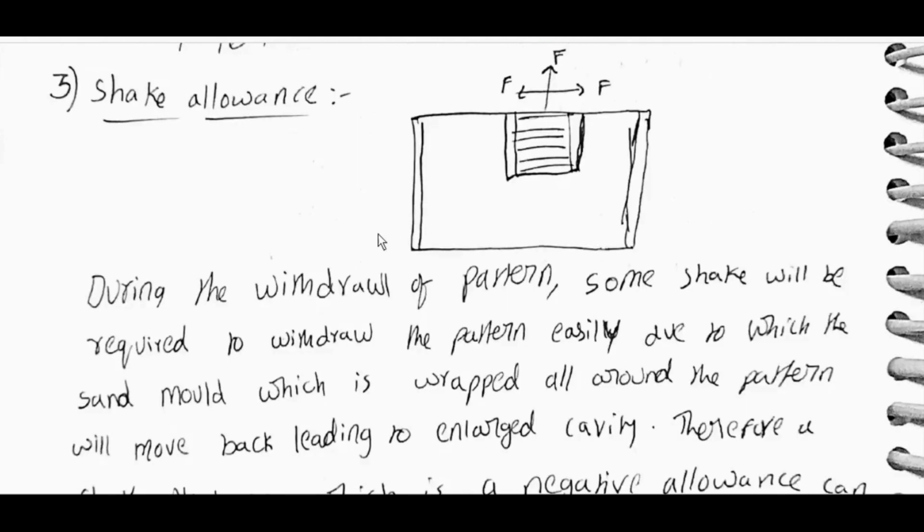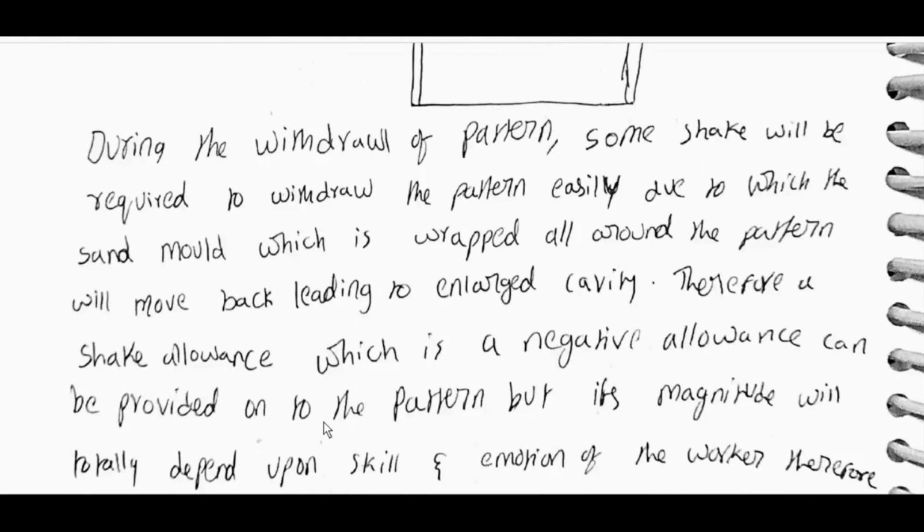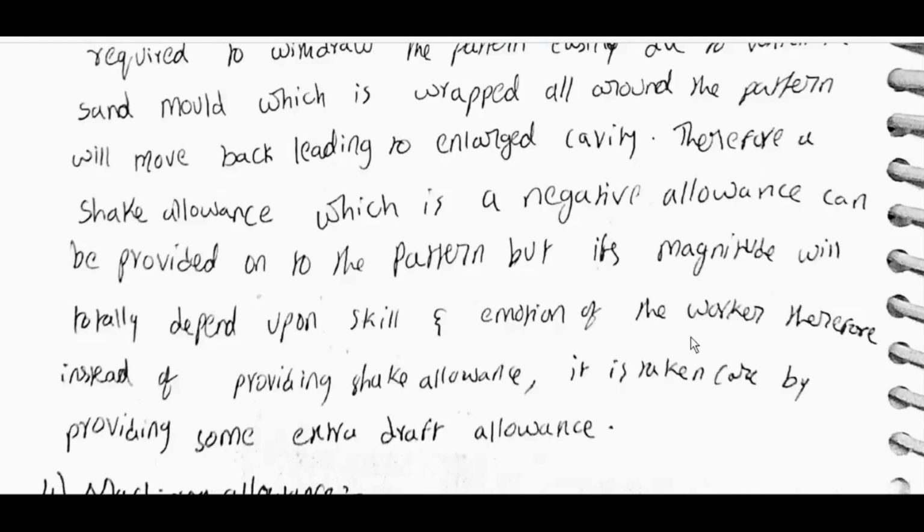Shake allowance during the withdrawal of the pattern. Some shaking will be required to withdraw the pattern easily, due to which the sand mold, which is wrapped all around the pattern, will move back, leading to an enlarged cavity. Therefore, a shake allowance, which is a negative allowance, can be provided on the pattern, but its magnitude will totally depend upon the skill and emotion of the worker. Therefore, instead of providing shake allowance, it is taken care of by providing some extra draft allowance.